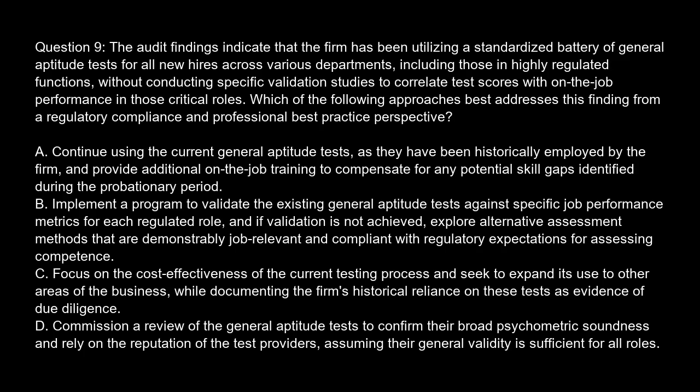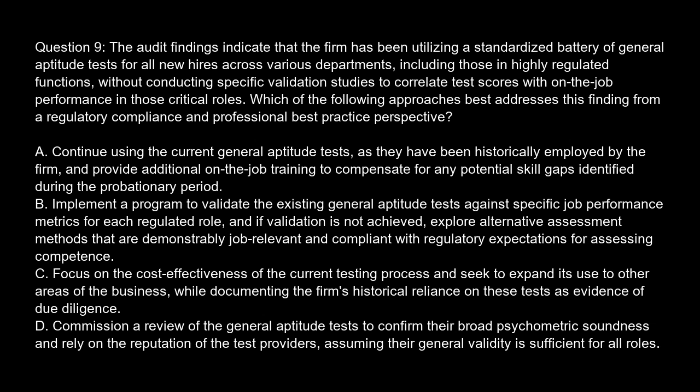Option A. Continue using the current general aptitude tests as they have been historically employed by the firm, and provide additional on-the-job training to compensate for any potential skill gaps identified during the probationary period. Option B. Implement a program to validate the existing general aptitude tests against specific job performance metrics for each regulated role, and if validation is not achieved, explore alternative assessment methods that are demonstrably job-relevant and compliant with regulatory expectations for assessing competence.